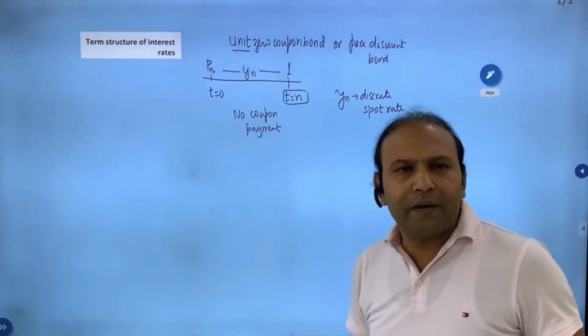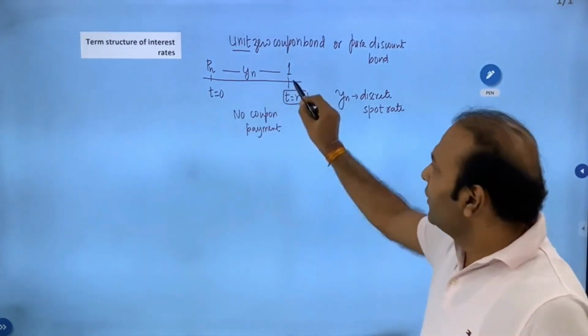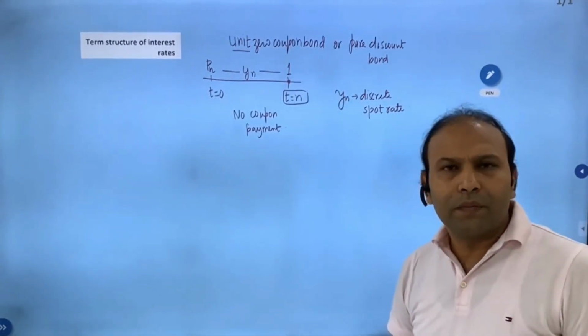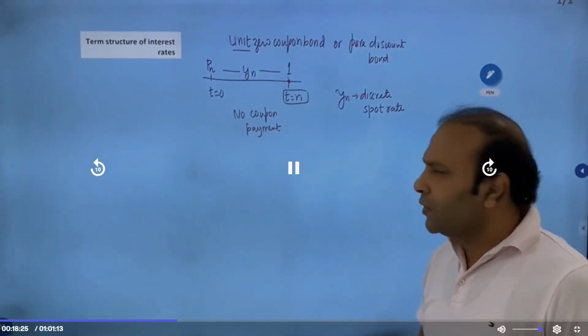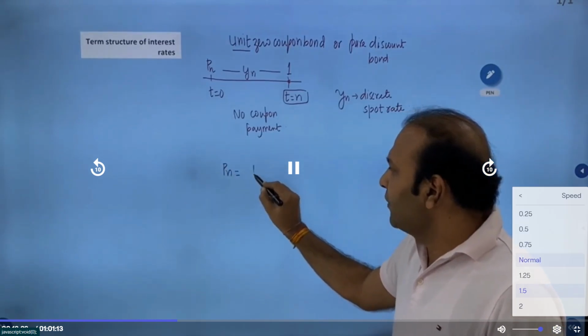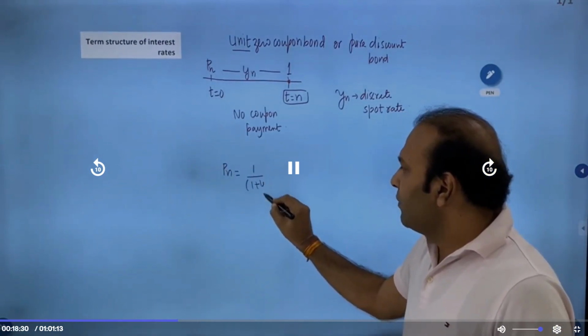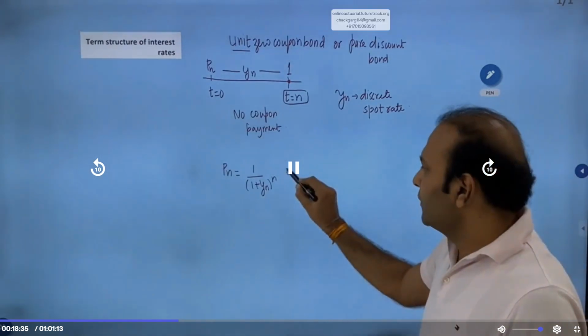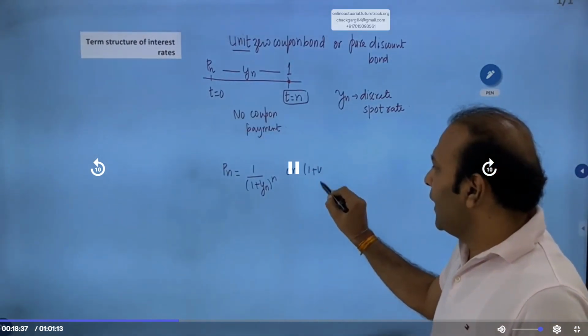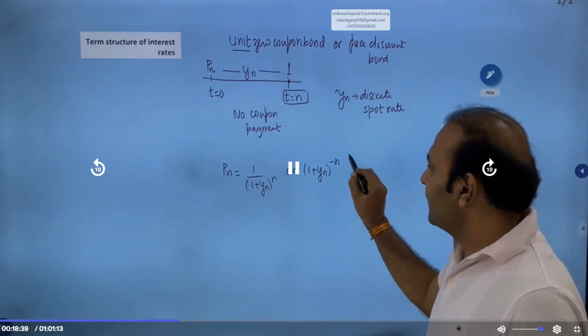When you are considering a spot rate, it considers only a zero coupon bond where we have an income at one point only. At this point, we have an income. That is what we are considering. So class, what is the relation between the three terms? So can I say Pn, price, is nothing but 1 divided by 1 plus yn raised to power n, or 1 plus yn raised to power minus n.